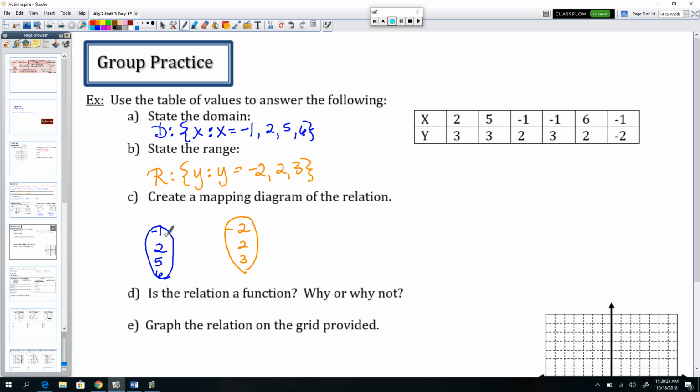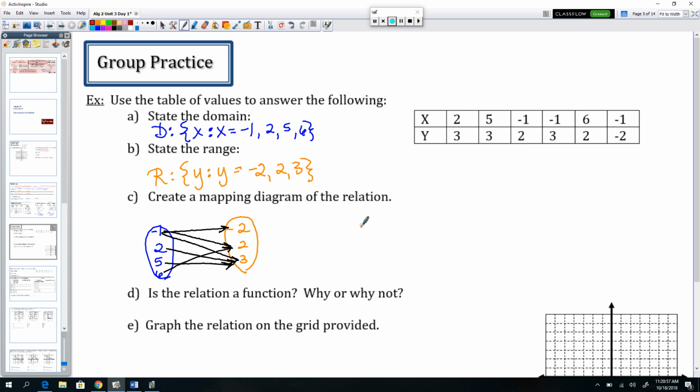So an input of -1, according to the chart, has an output of 2, 3, and -2. Right? An input of 2 has an output of 3. An input of 5 has an output of 3. And an input of 6 has an output of 2. So that would be my mapping diagram for this relation. So that's another representation of that relation.